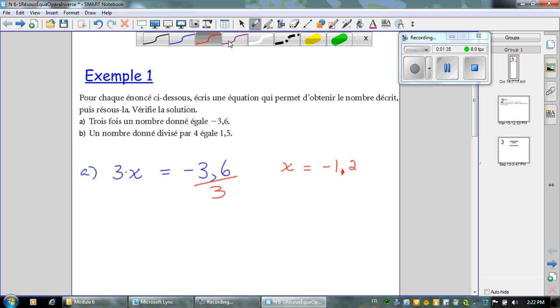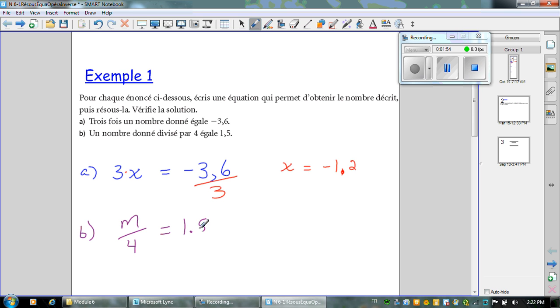Let's do the second one. A number divided by 4 equals 1.5. So for B, a number, we can pick any letter we want. Let's pick a different one. Let's do m divided by 4. You can write it like that. m divided by 4 equals 1.5.